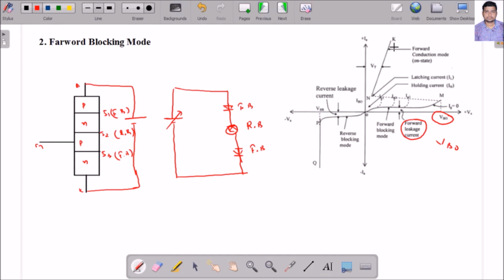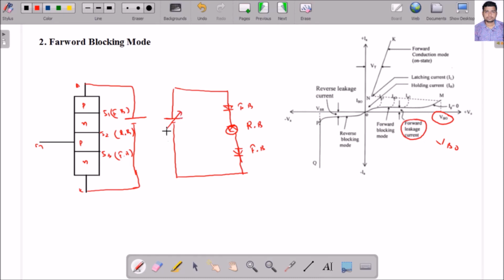So it is all about the forward blocking mode. In the forward blocking mode, junction J1 is forward biased, junction J3 is forward biased, but junction J2 is reverse biased. As junction J2 is reverse biased, current cannot flow, but practically some amount of leakage current is flowing, and that is known as forward leakage current.